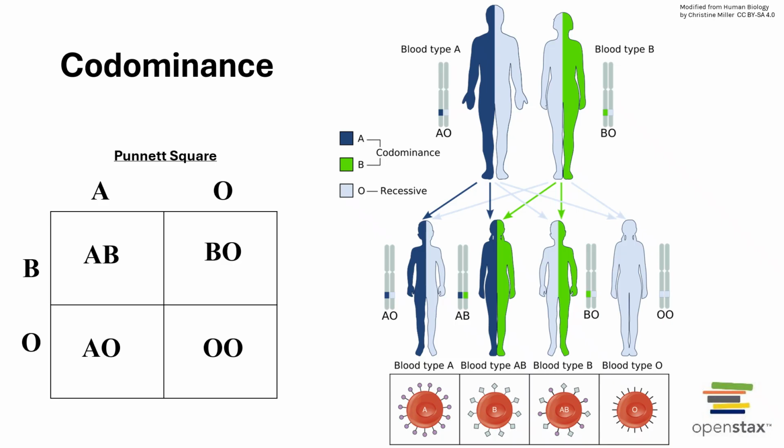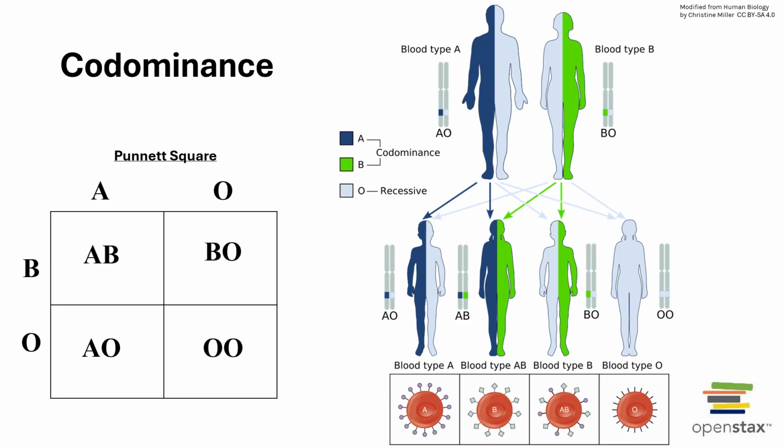When these alleles are combined in the Punnett square, 4 possible genotypes appear. These combinations are AB, BO, AO, and OO. These genotypes correspond to the blood types AB, B, A, and O. Each of these outcomes has a 25% probability.